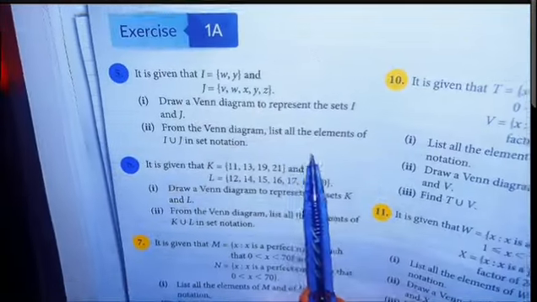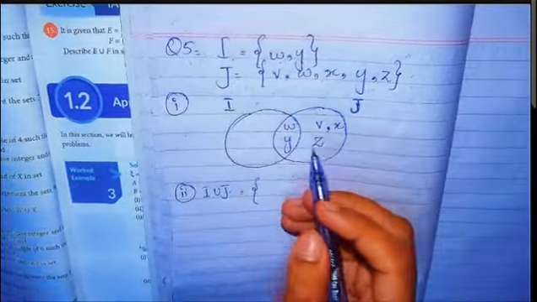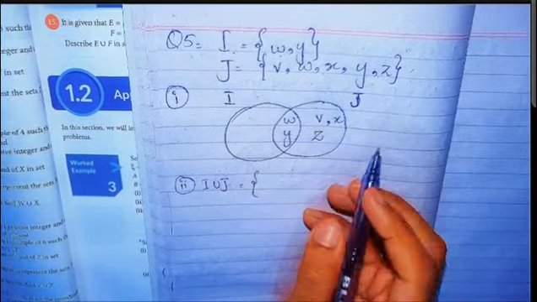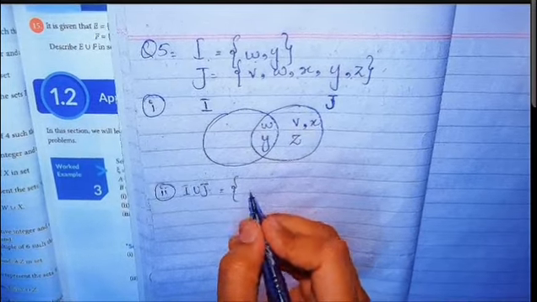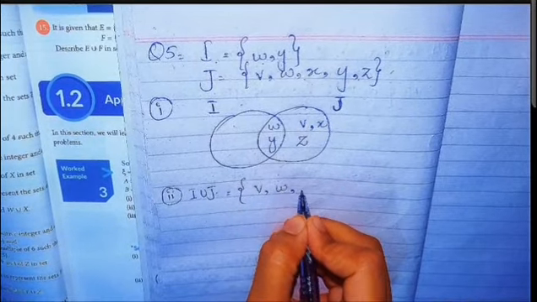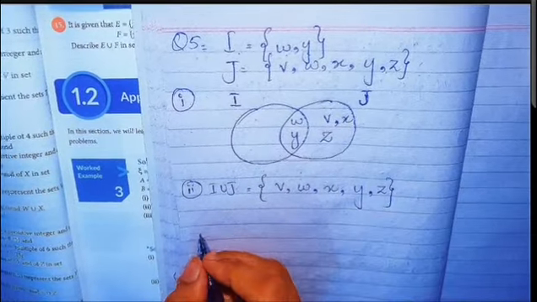From the Venn diagram, list all the elements of I union J in the set notation. I union J means all the elements that are present in both sets. We have to make a set and write down all the elements. So I am writing V, W, X, Y and Z. We have done question number 5.